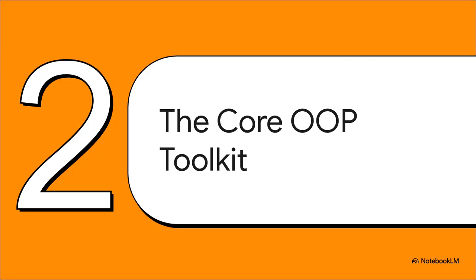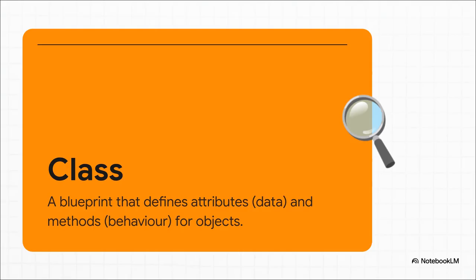Okay, so how does OOP actually do that? How does it package everything up? Well, it uses a core toolkit of concepts. Let's break down the big ones you absolutely have to know. First up, we have the class. The best analogy for a class, hands down, is a blueprint for a house. The blueprint lays out the design, how many rooms, where the windows go, all that stuff. It defines the structure, but it's not the house itself, right?